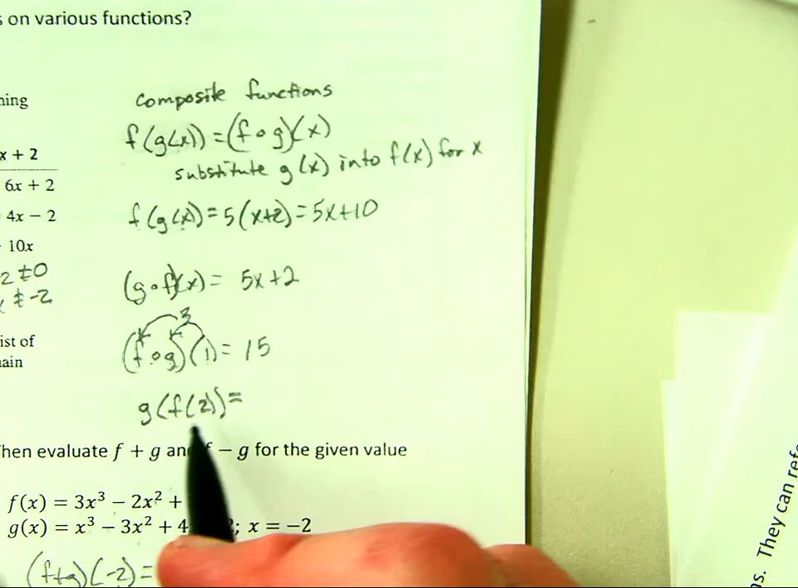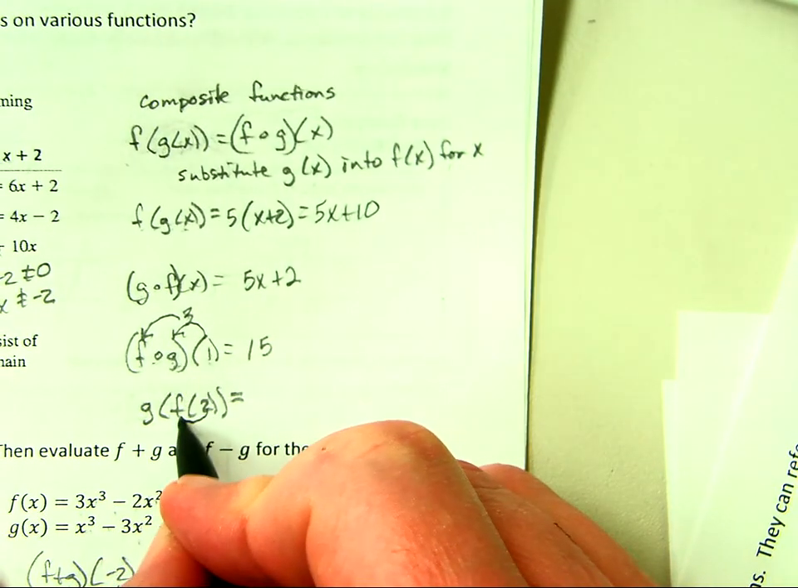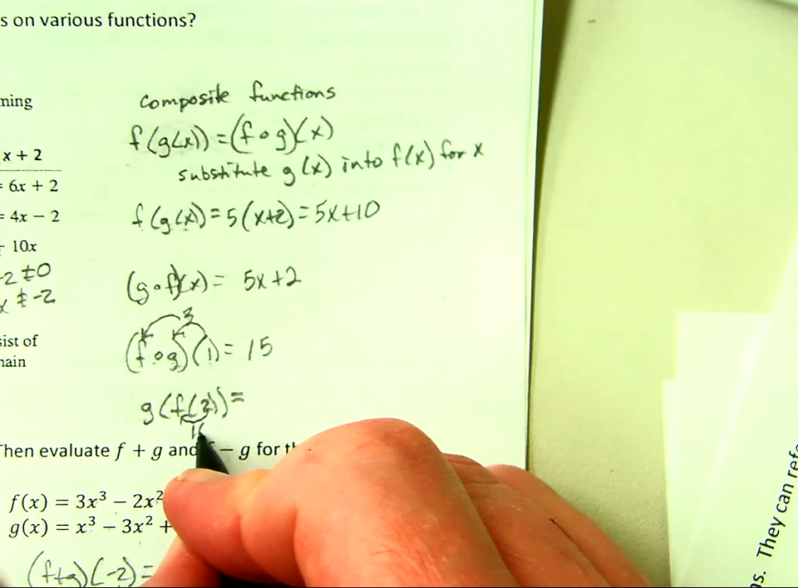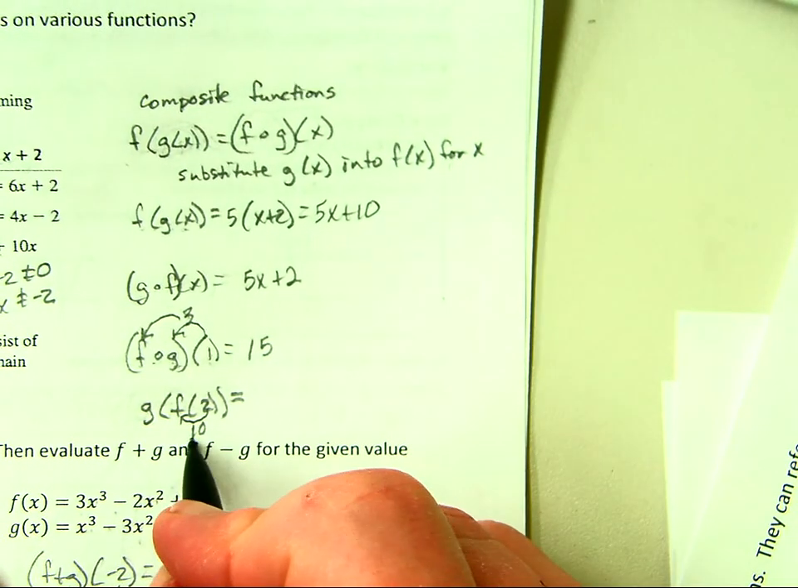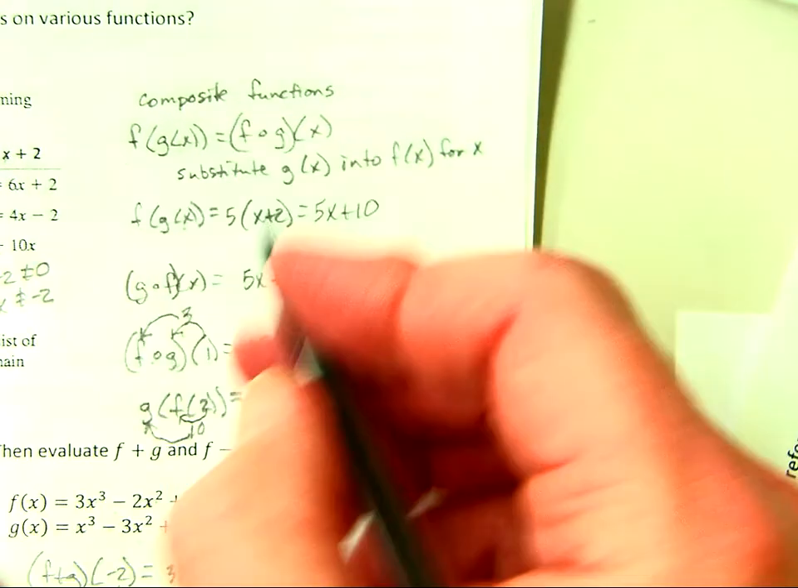Same idea on this one, g of f of 2. First, plug 2 into f. If we plug 2 into f, we get 5 times 2, that's 10. Then take that 10 and plug that into g. Well, that'd be 10 plus 2 is 12.